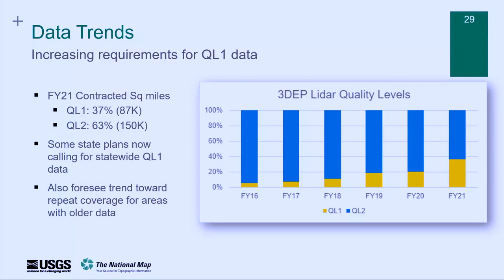And another challenge that is coming up is that the program is seeing requests for repeat coverage before the baseline for the western states is complete. And so you can see the fractional breakdown here. In FY 2021, we are seeing, as I said, a larger demand for the QL1 data.